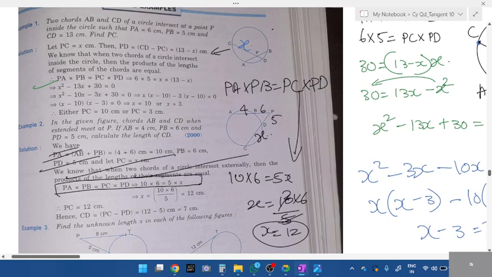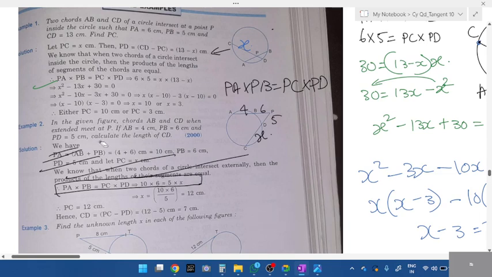PD is 5 centimeter. Calculate the length of CD. How is it 7? PD is 5. PD into PC. Okay, correct. Our calculation was wrong. PA into PB was 10 into 6 is equals to. How much is PC, students? For PC, what you have to take? All of you will respond.